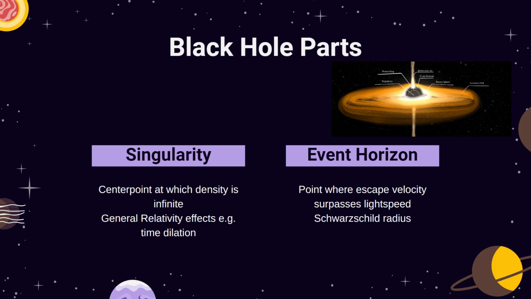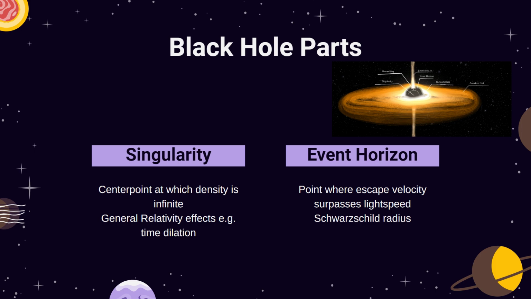Off the bat, some general relativity effects are time dilation. The closer you get to a black hole, the more time is dilated. There's length contraction. There's redshifts from black holes. These effects happen with most massive objects that curve space-time around them.